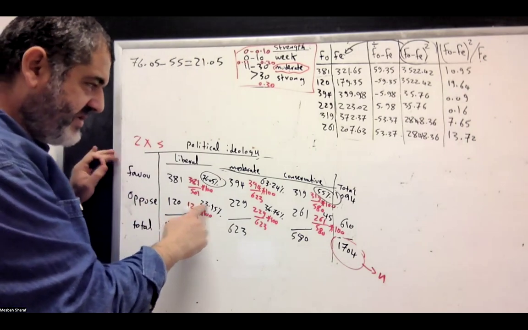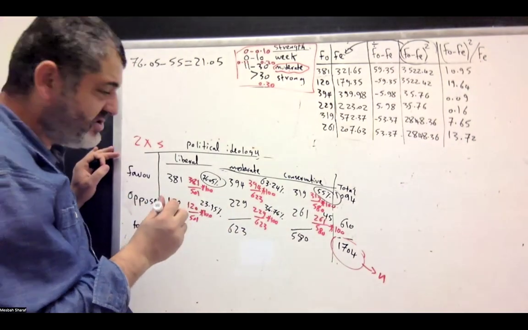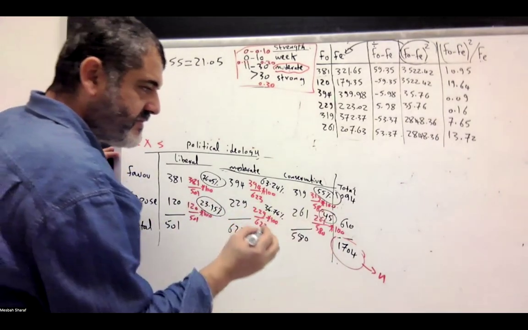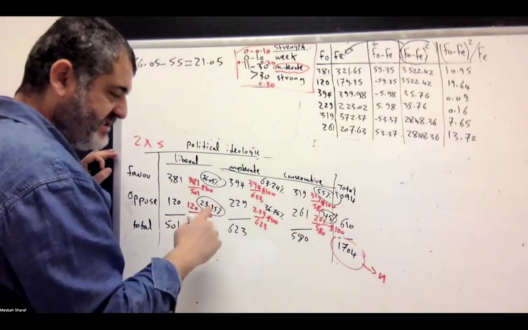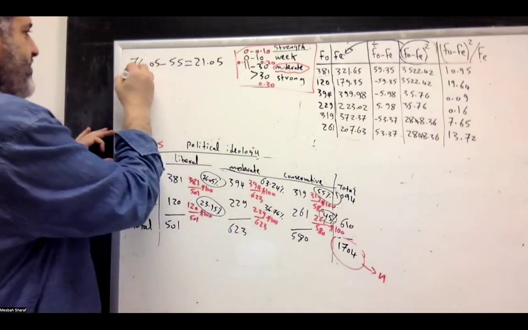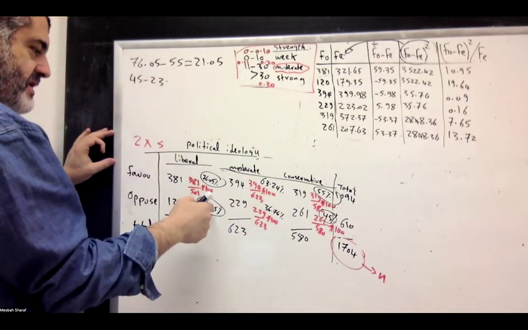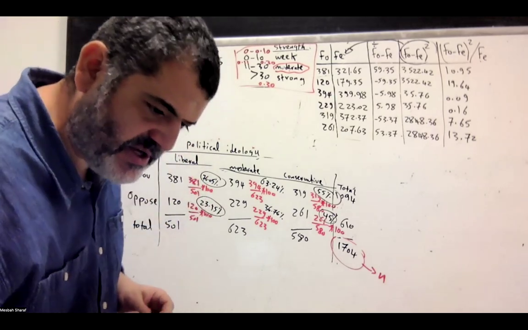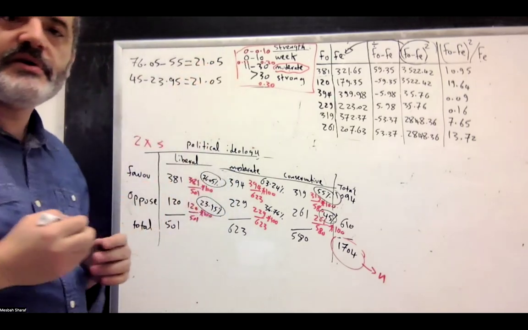I have 23, I have 36, I have 45. Where is the smallest and largest? The smallest is this, and the largest is this, 45%. So subtract the smallest from the largest. So it's going to be 45 minus 23.95. And this will also give me 21.05.